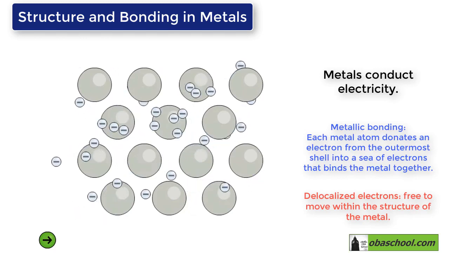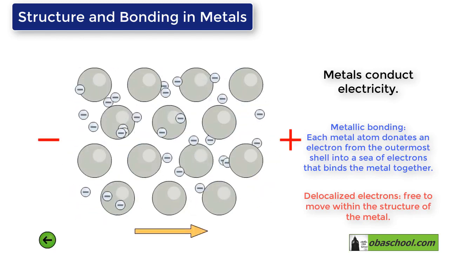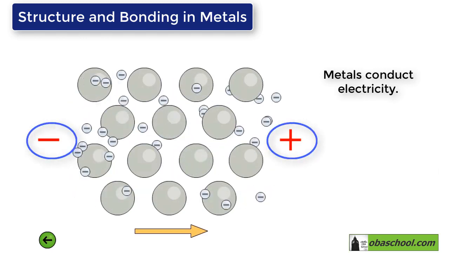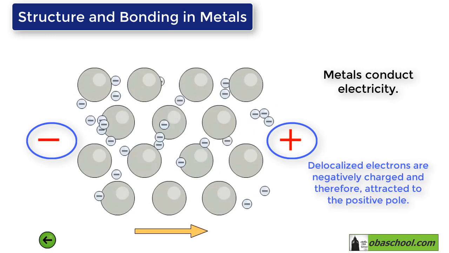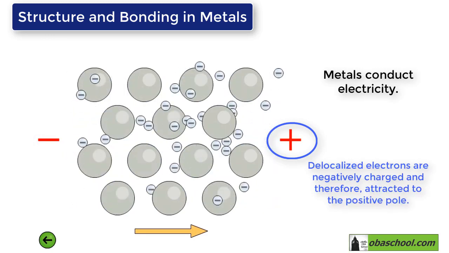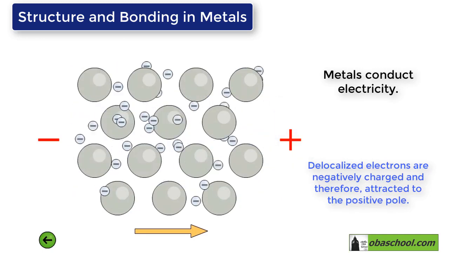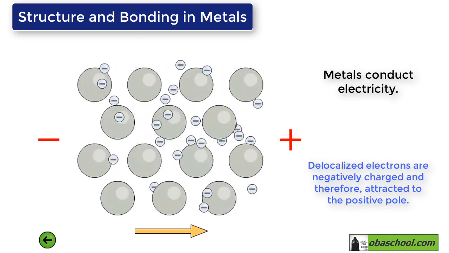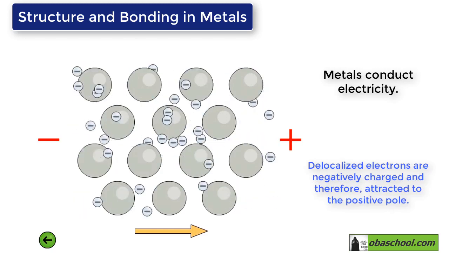So in conducting electricity, these delocalized electrons will move in the direction from negative to positive because electrons have a negative charge, so they will be attracted to the positive charge. This movement of the delocalized electrons gives the metal the property of conducting electricity.